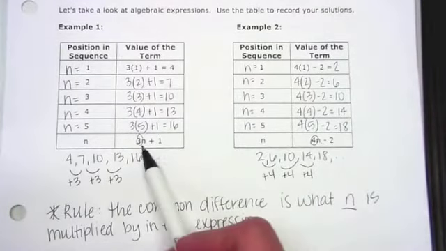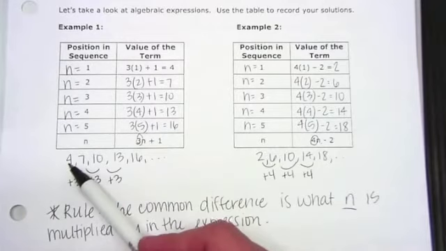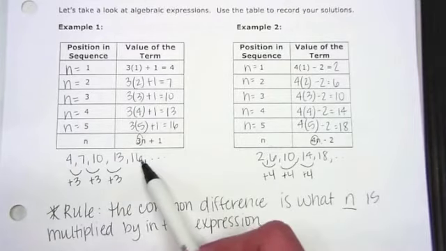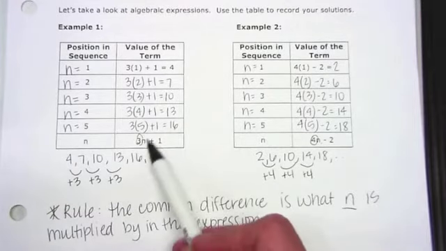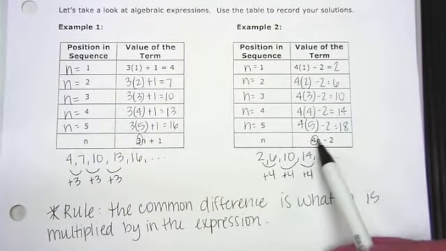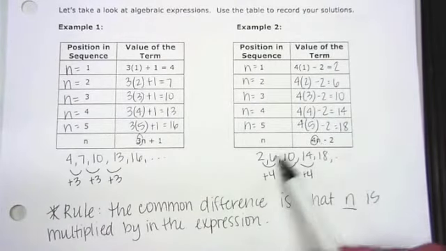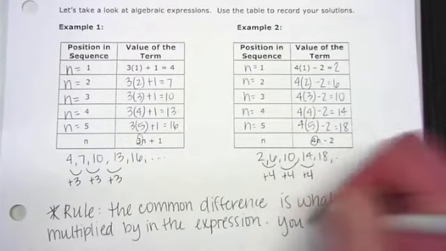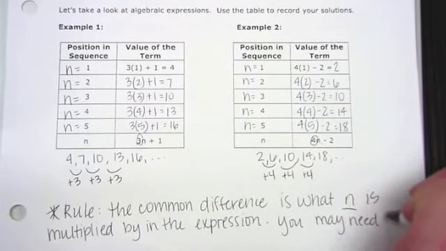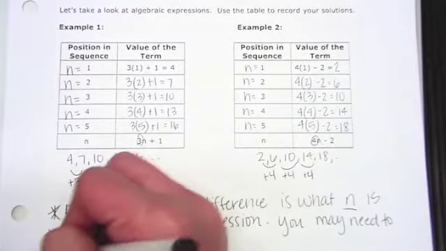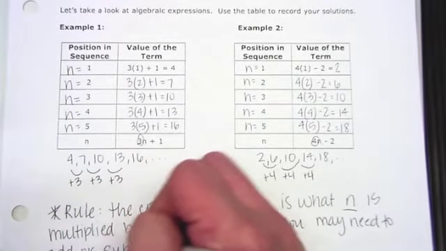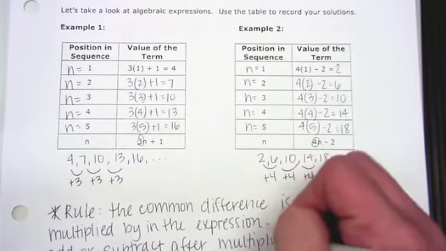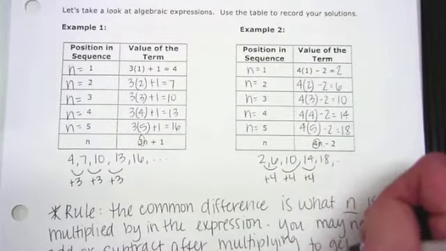Now, if you'll notice, 3 times n, so 3 times 1 would give me 3, and 3 times 2 would give me 6. So it's not going to give me the exact sequence, but we have to add to it. Same thing over here. 4 times 1 would give me 4, 4 times 2 would give me 8, and that's not what's happening. So we have to subtract over here. So we may need to add or subtract after multiplying to get the correct sequence.